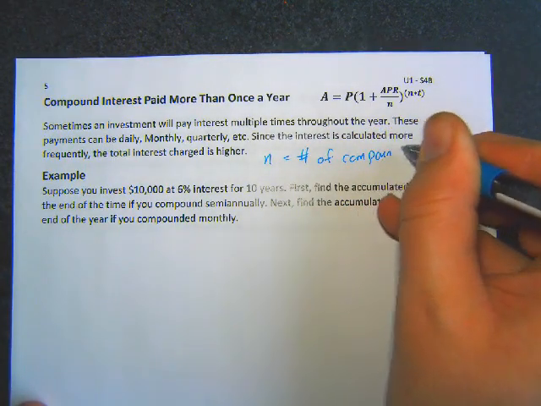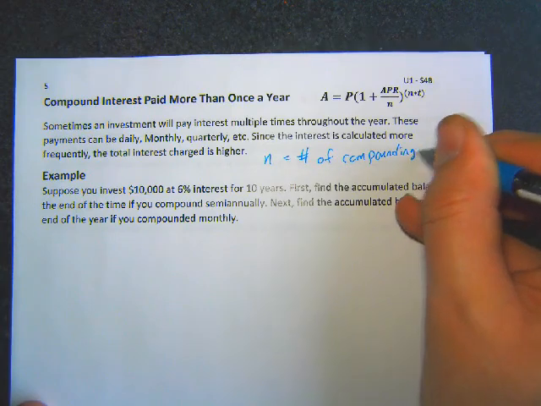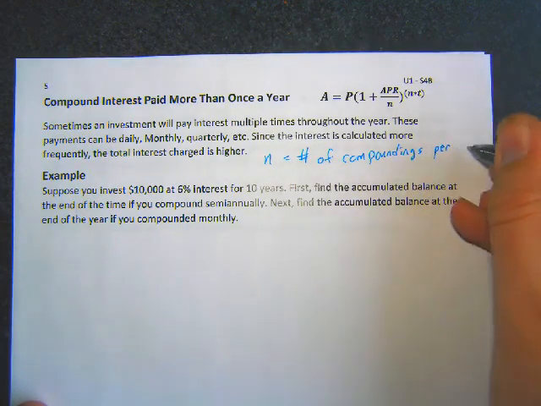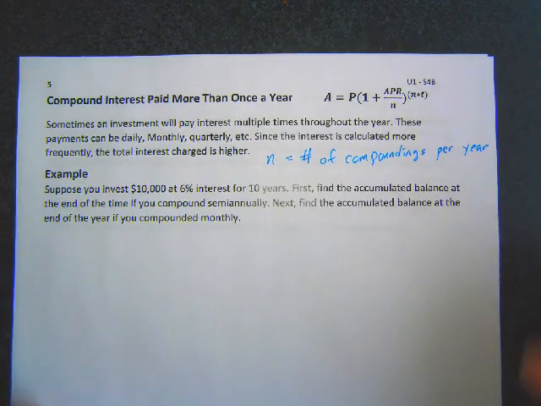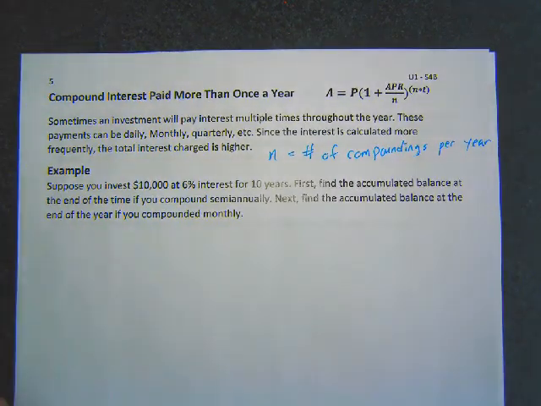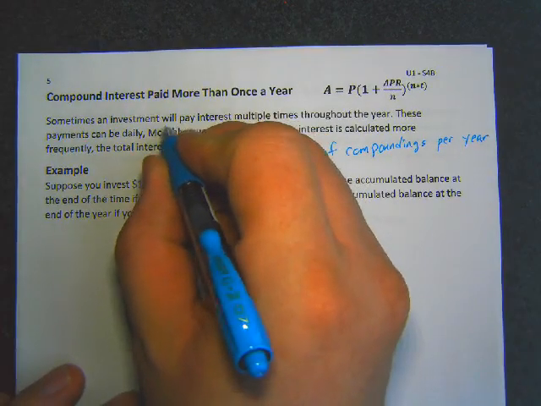So if N is 1, then that's just once per year, and that's yearly. So that's why we don't have a yearly formula on the formula sheet, because you can just use this formula. If you want to do yearly, you just make N 1. If you want to do monthly, N would be 12, because you'd be doing 12 times per year. So monthly would be 12.